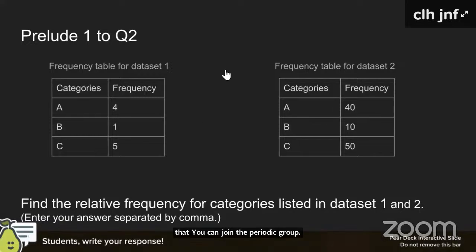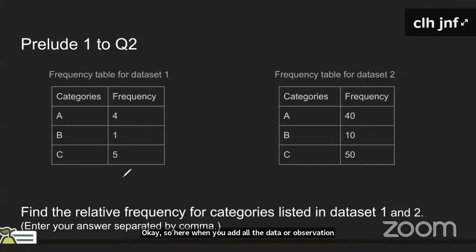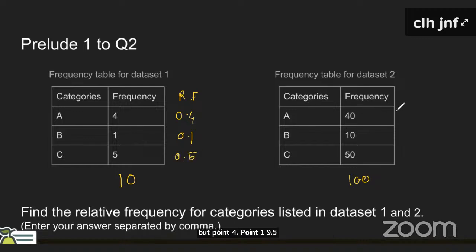Okay. So here, when you add all the observations in data set 1, you will find it's 10, and in data set 2, it's 100. So the calculation becomes easy once you have 10 or 100, and you will find that the relative frequency for both of them is equal. Here the relative frequency will be 4 by 10, that's nothing but 0.4, then 0.1 and 0.5. Similarly, here it will be 40 by 100, which is again 0.4. For B, it will be 0.1, and for C, it will be 0.5.